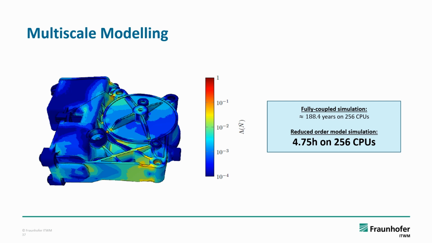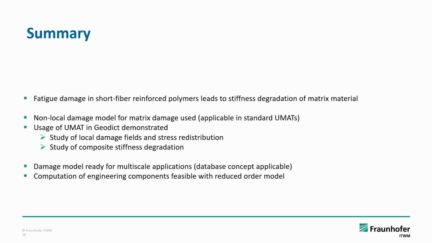To sum up my talk really quickly, under fatigue loading of short fiber reinforced polymers, we observe a matrix damage which leads to the degradation of the stiffness of the composite. And we model this kind of degradation or fatigue damage via a non-local damage model for the matrix material. And this is doable without gradient extension, so standard UMATs can be applied.